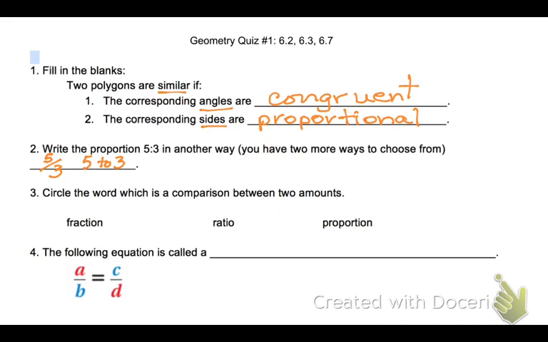Number 3, circle the word which is a comparison between two amounts. Okay, a comparison is a ratio. As we see in number 4, the following equation, which sets two ratios equal to each other, is called a proportion. So in order to have a proportion, you need to have two ratios. And each ratio is a comparison between two amounts. Okay?